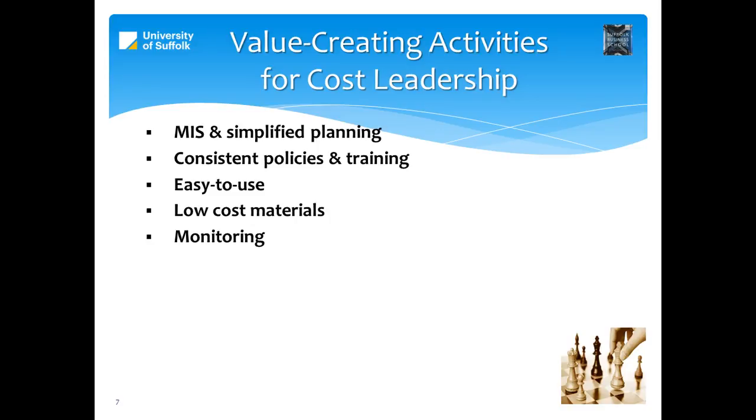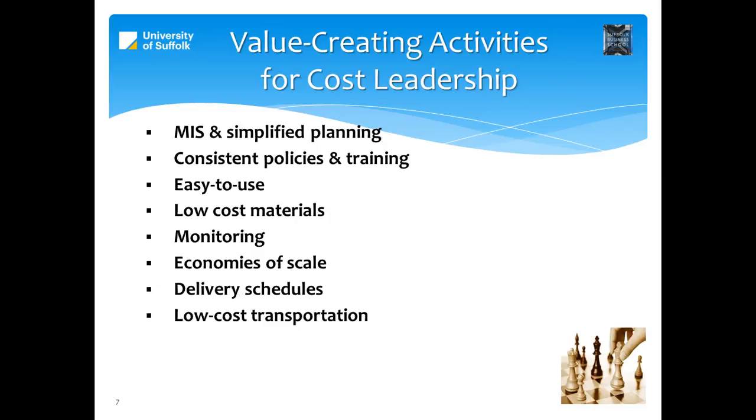You do need to monitor your suppliers' performance. Are they up to spec? Are they up to scratch? What's going to happen if they're not? And of course, the more items you're selling, the more you're looking into economies of scale. So you need to make sure you've got efficient scale facilities. Do you have effective delivery schedules? Can they work? Do they work?